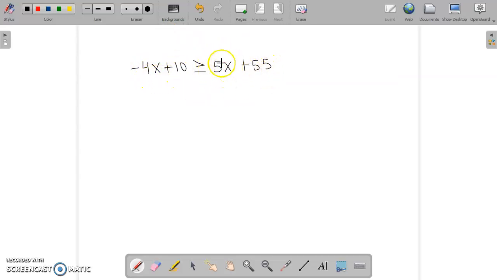So how do you move a positive 5x? I'm going to move it to the left side. The opposite of a positive 5x is a negative 5x, or subtract 5x, right? One side due to the other. This cancels. You are now left with, whenever you subtract a negative number, add the numbers, keep the sign. So this is negative 9x. You bring down the plus 10. You bring down the inequality, which is greater than or equal to, and the 55.